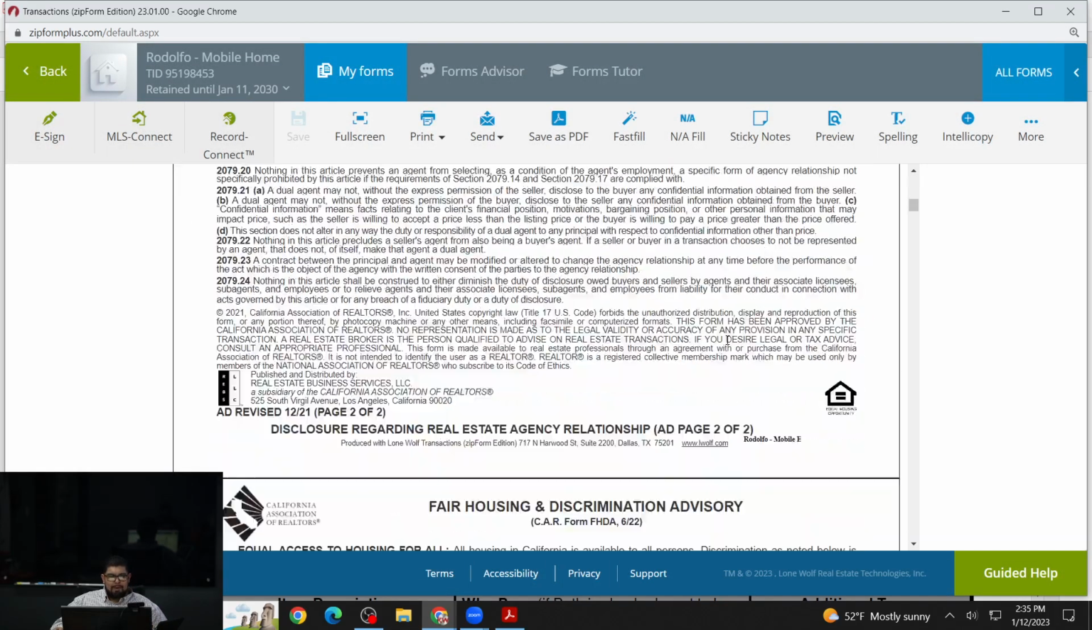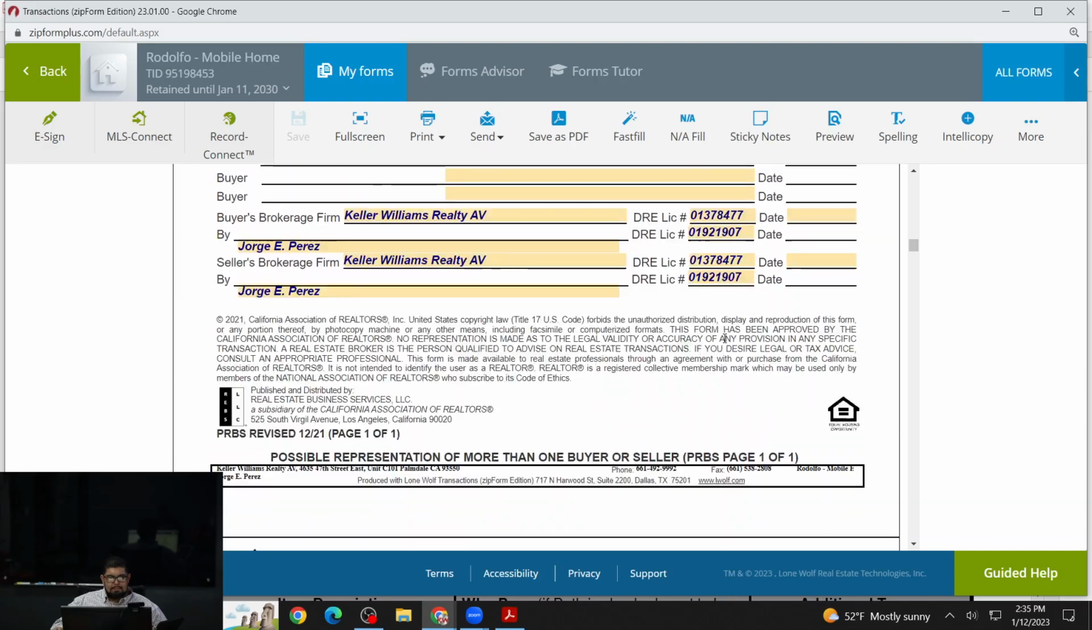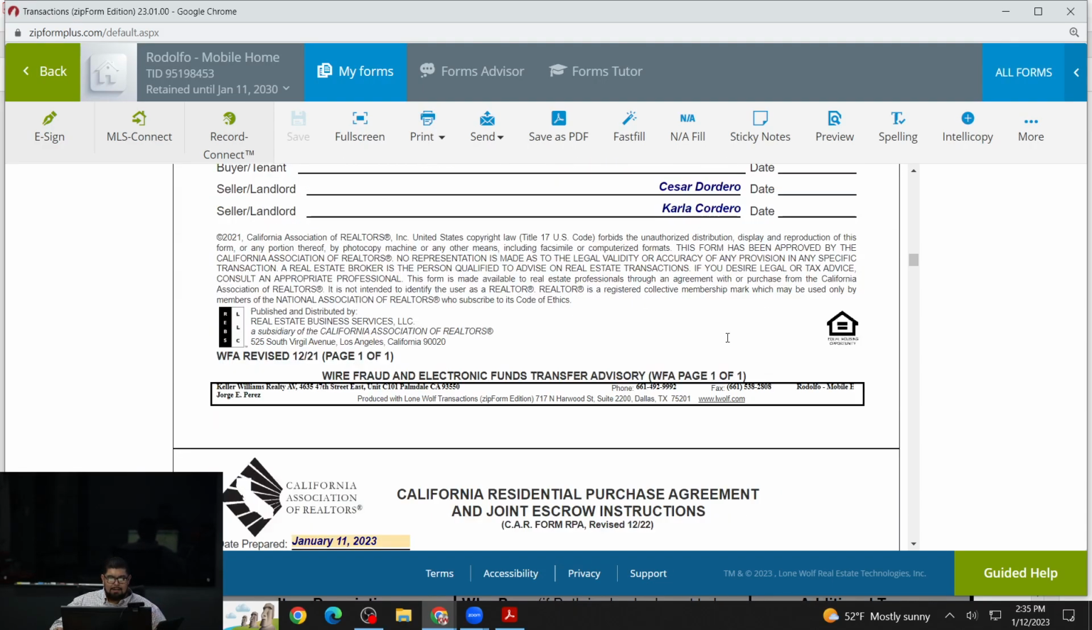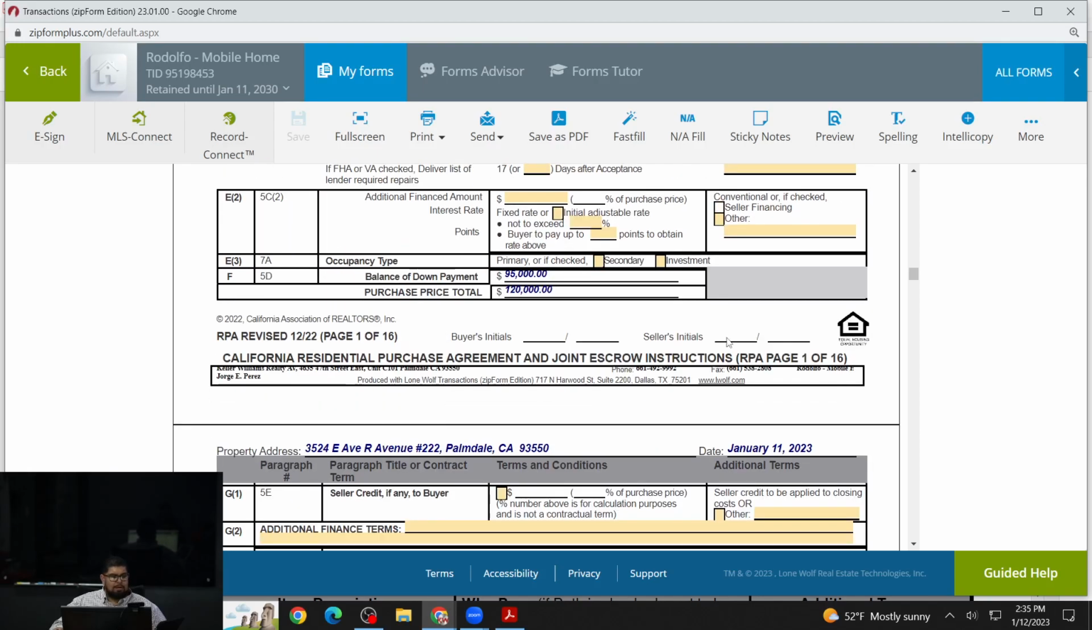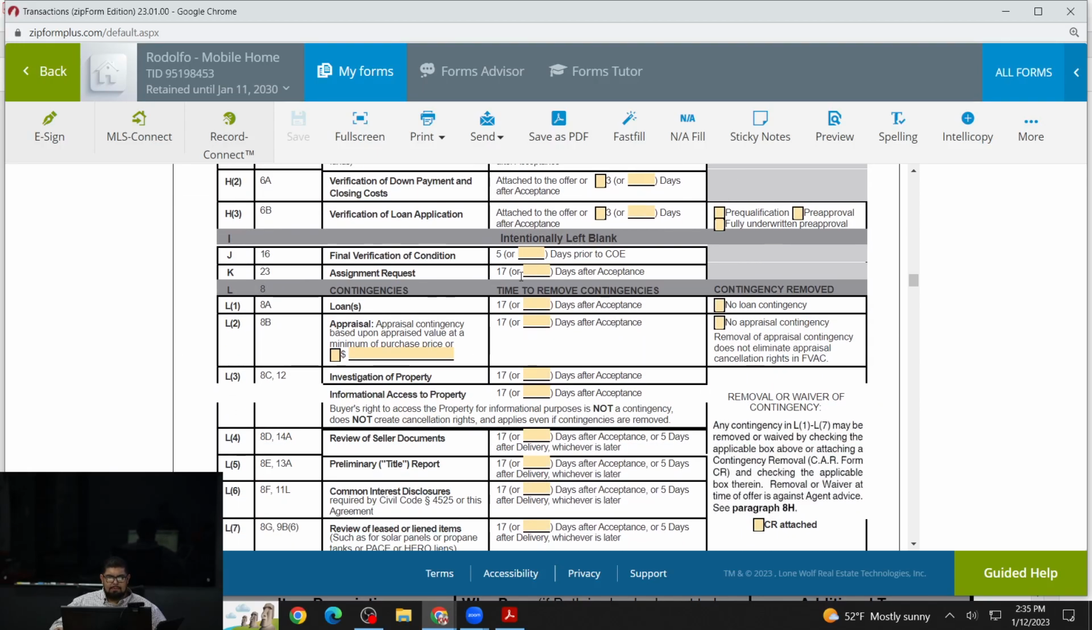You go to the RPA. Now, mind you, I said everything's negotiable, right? So if you feel like your lender can't do 21 days, 17 days, then you put 21 there. Now you've got 21 days, as long as the seller accepts it. Makes sense.